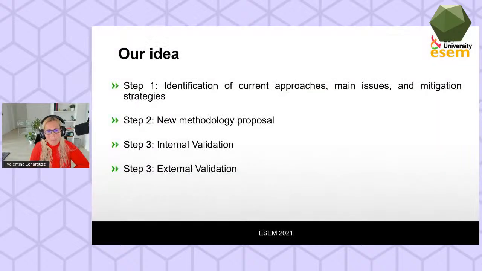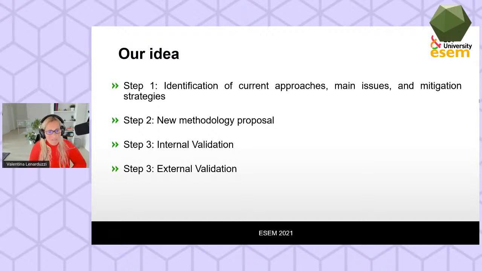Next one, please. So based on all the aforementioned results that I described to you, we define our idea. Our idea is composed of four steps. The first one is the identification of the current approaches, main issues, and mitigation strategies, doing a much more in-depth and surgically precise systematic literature review on top of the initial one that we conducted. And we also want to involve experts in empirical software engineering that can corroborate and validate the results via interview and focus group.